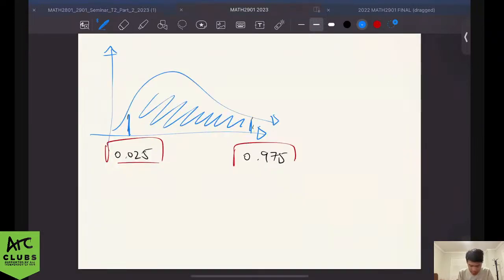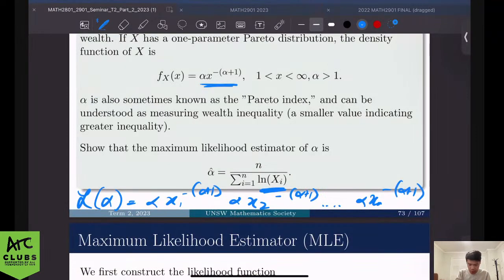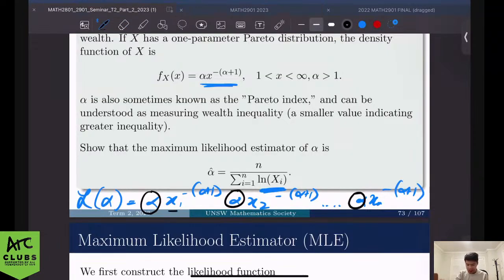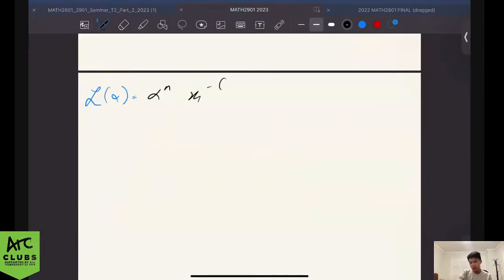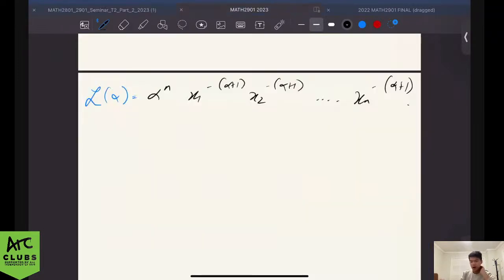Often it's good to simplify. Basically what we'll do is group all the alphas together. There will be n of those, so alpha to the n. Then all of these x's you can combine together as well. So it will be x1 to the power of minus alpha plus 1, x2 to the power of minus alpha plus 1, all the way down. So you can imagine this is quite hard to differentiate.